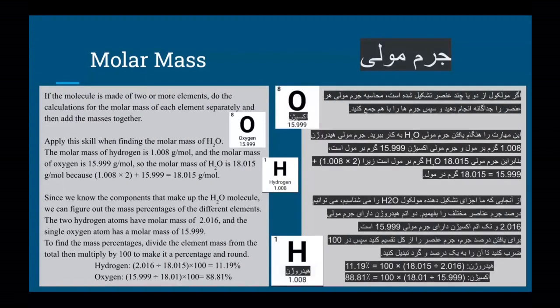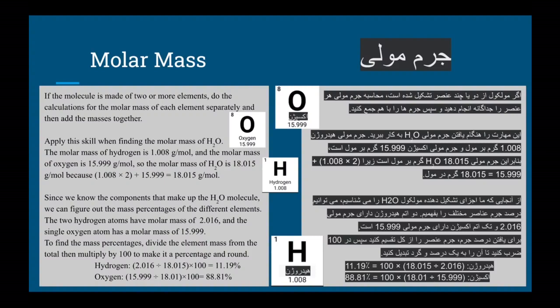If the molecule which we are trying to calculate molar mass for is made up of more than one element, then we do calculations for each of the element's molar masses independently and then add the results to find our answer. If we use this skill to find the molar mass of water, then we will have to find the molar mass of 2 hydrogen atoms and the molar mass of a single oxygen atom. The molar mass of hydrogen is 1.008 grams per mole. Therefore, two atoms would be 2.016 grams per mole. The molar mass of oxygen is 15.99 grams per mole.